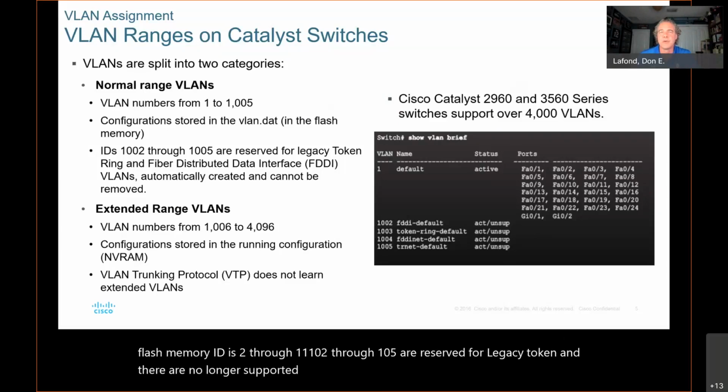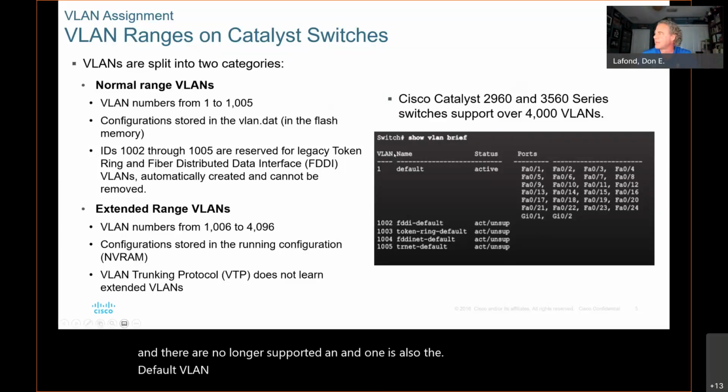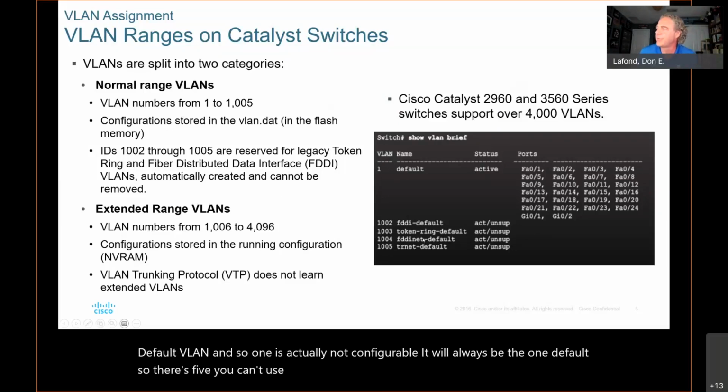VLAN 1 is also the default VLAN, and so it is actually not configurable. It will always be the default. So there are 5 you can't use. That allows 2 through 1001, and that gives you 999 VLANs in the normal range.